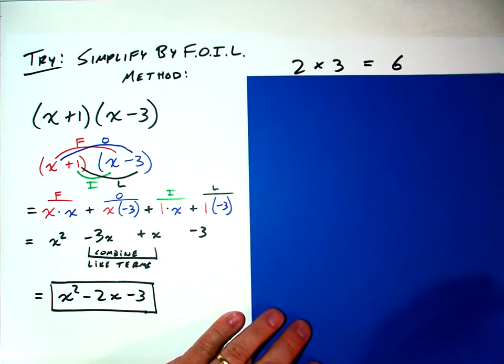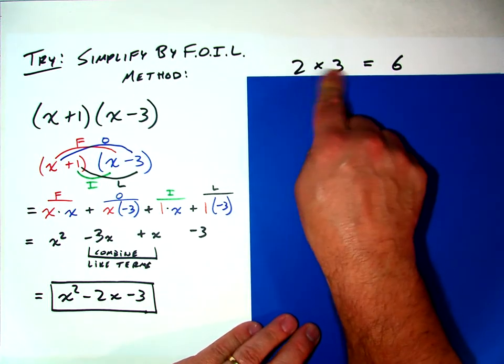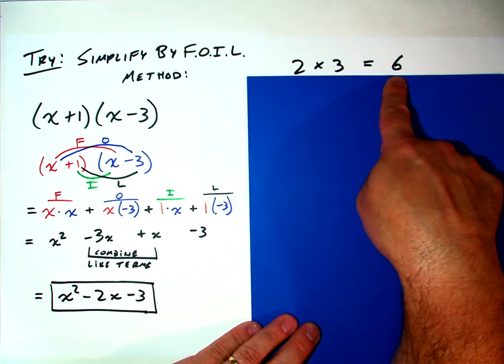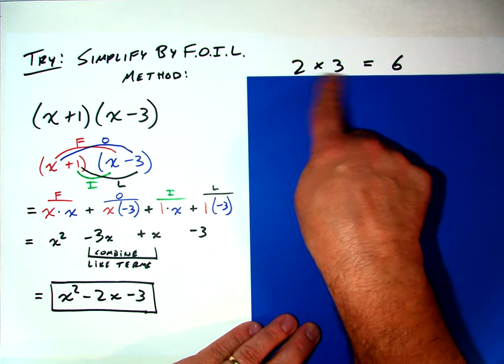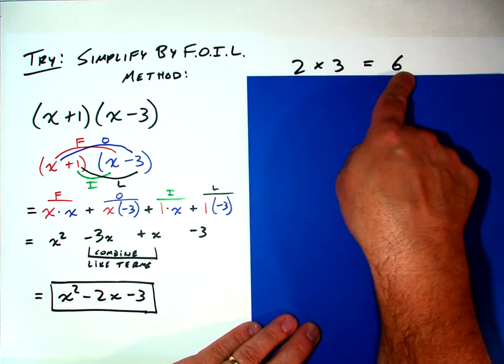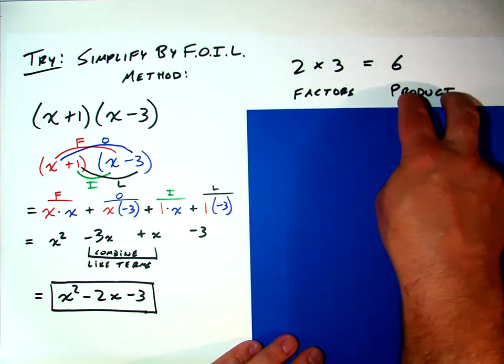Here I have a very simple problem. 2 times 3 equals 6. Well, if I multiply 2 numbers, or 2 expressions, what's the answer to a multiplication problem called? Yes, it's a product. What are the 2 and the 3? If this is the product, the 2 and the 3 are the whats of 6. Good, they're the factors. So we take factors and we multiply them and we get a product.